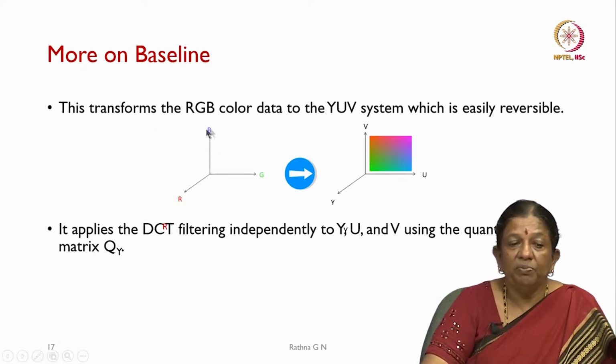So, how is the transformation going to be, from the RGB that you have, that is R, G is here and then B.